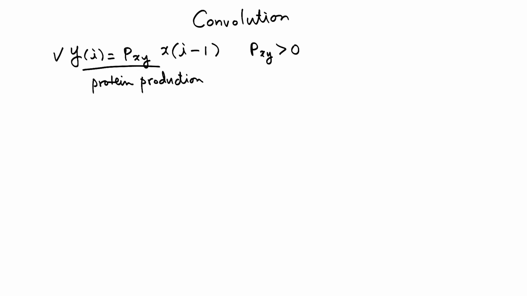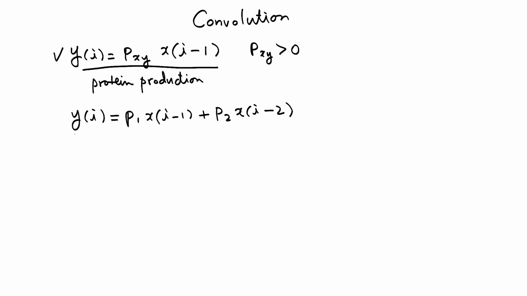We used this equation previously to model protein production. Now, I want to introduce you another model. So y of i is equal to P1 times x of i minus 1 plus P2 times x of i minus 2. What do we have here?